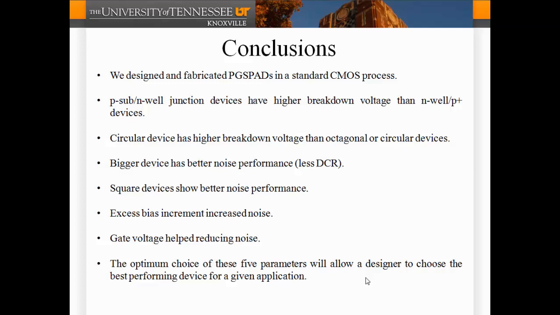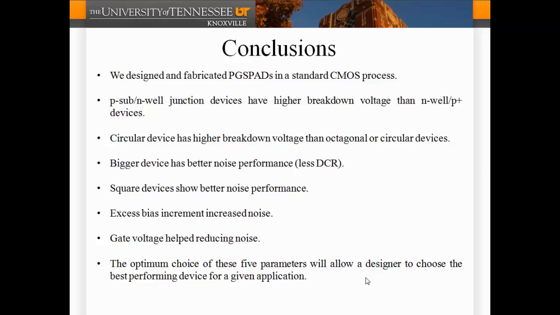We also observed that the breakdown voltage increases if we apply control voltage to the polysilicon control gate of the PGSPAD. If we increase the excess bias, this increases noise, and applying gate voltage actually reduces the dark count rate for all devices. So the optimum choice of these 5 parameters we listed above will allow a designer to choose the best performing device for a given application.